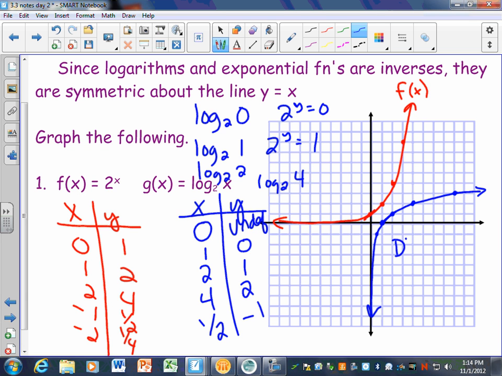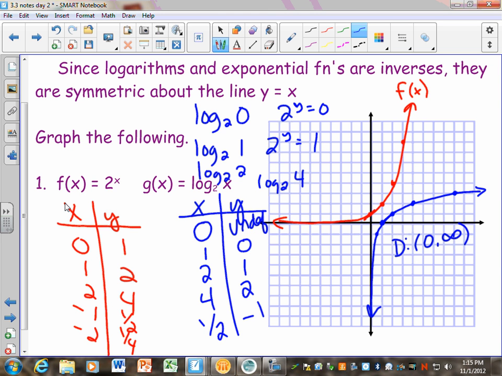What's my domain of this problem? Tyler? 0 to infinity. That was my range of my exponential graph. Right? My domain and range have switched. Your domain will always be restricted on a log graph because you can't take the log of 0, you can't take the log of a negative number.